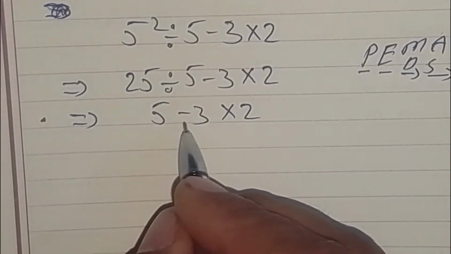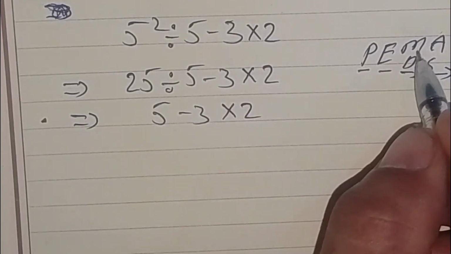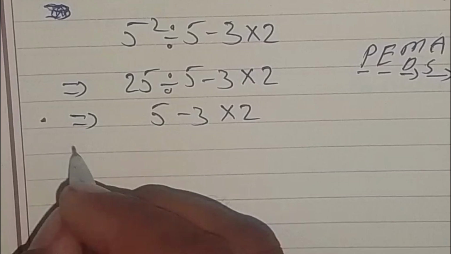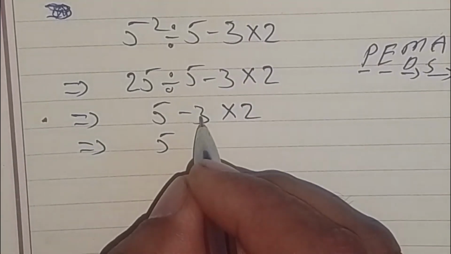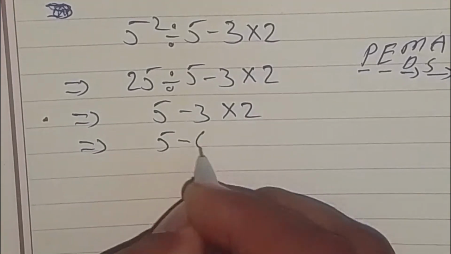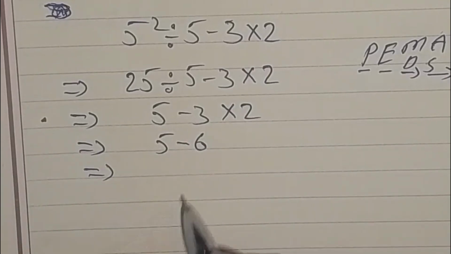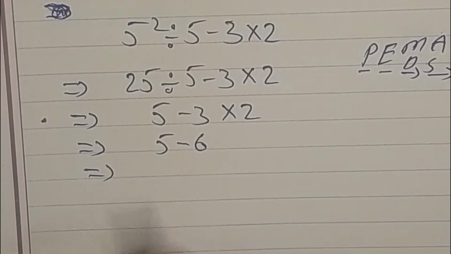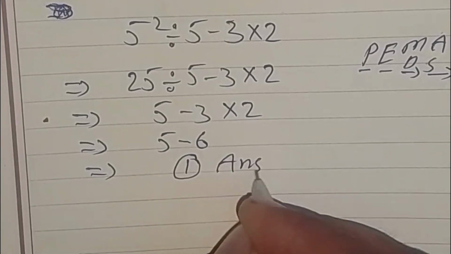Now we have one subtraction and one multiplication. According to the rule, we first solve multiplication, then subtraction. So 5 minus, 3 times 2 gives us 6. Now minus 6. Now the equation becomes 5 minus 6 gives us 1. Final answer is 1.